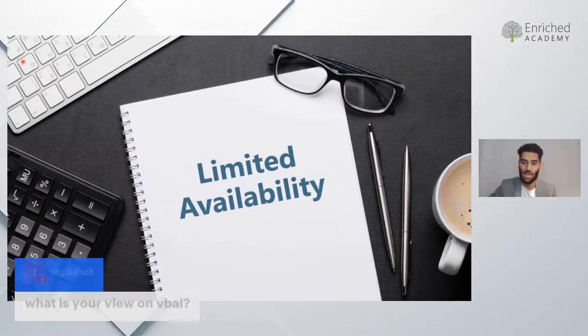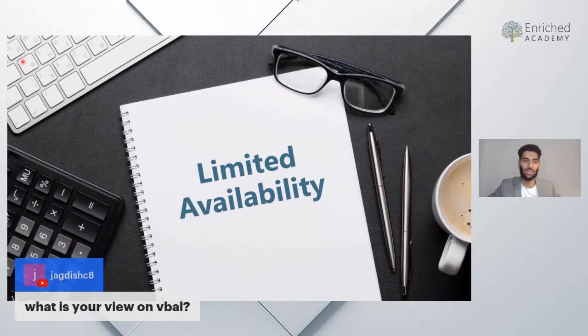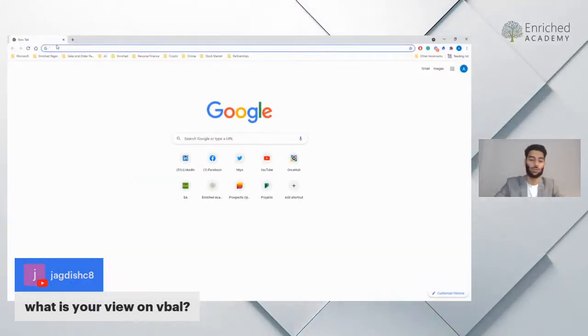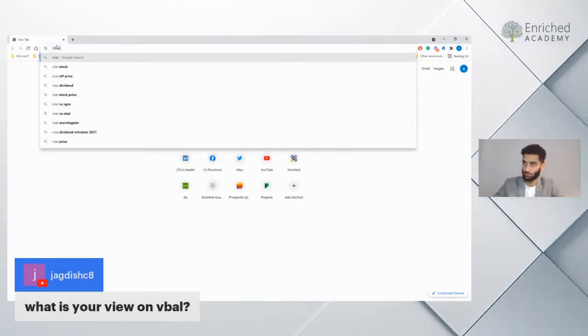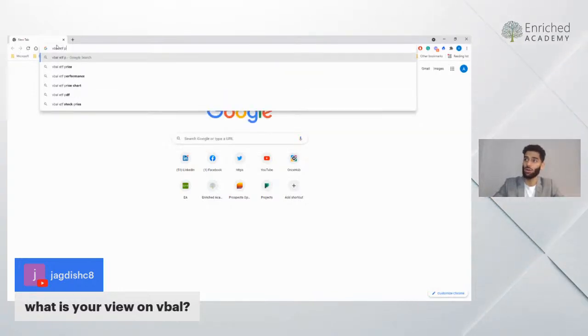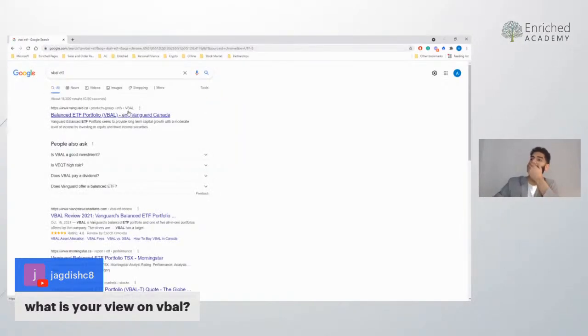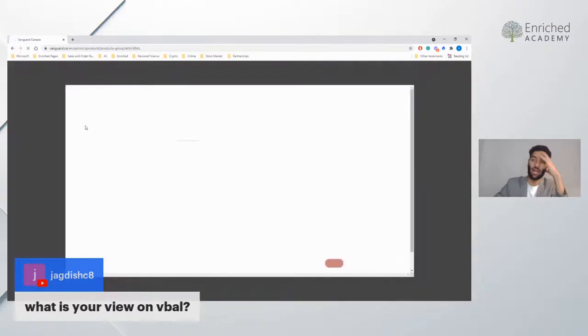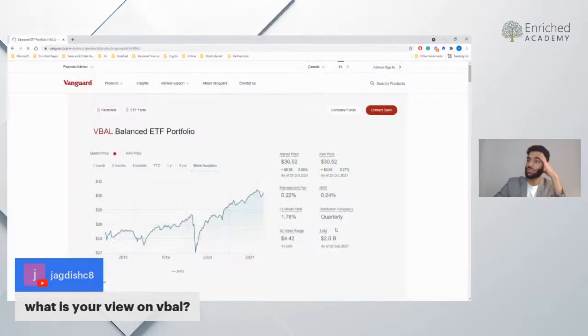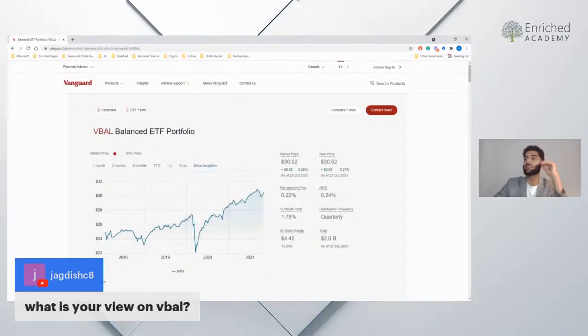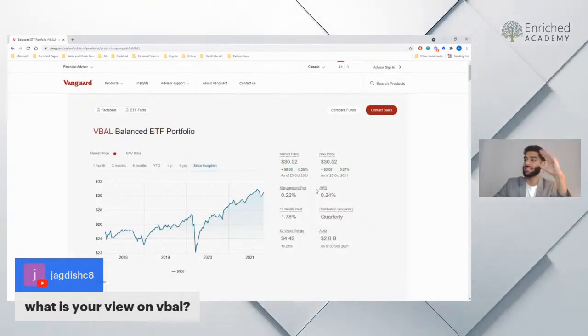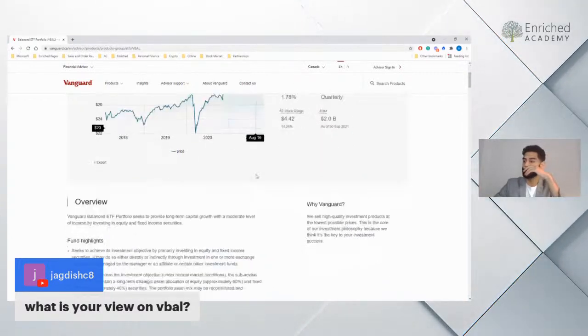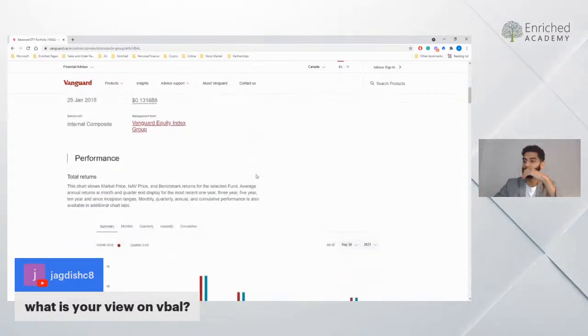Okay, I'm going to ask the last question here. What is your view on VBAL? So VBAL is an all-in-one ETF, and I'm a big fan of these. I really, really like these. So basically, this is one ETF that you can buy, and inside this ETF are different ETFs. So let's take a look at this one.